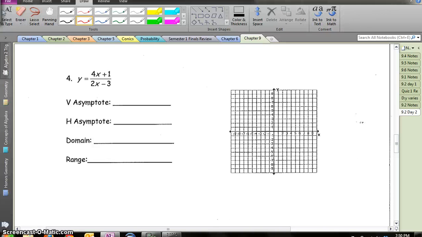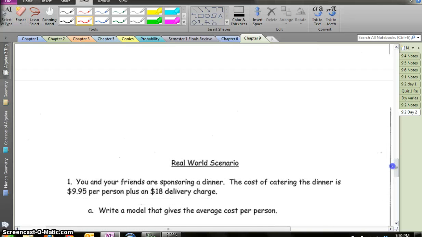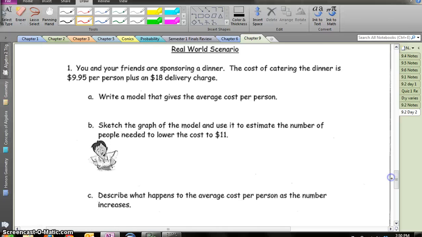We've been doing these for a few days now. Please be prepared, because when I check tomorrow, I'm going to be looking that you completed these. Now, go to the last page, and these are the ones we're going to work together. And these are all of our favorite things, word problems.